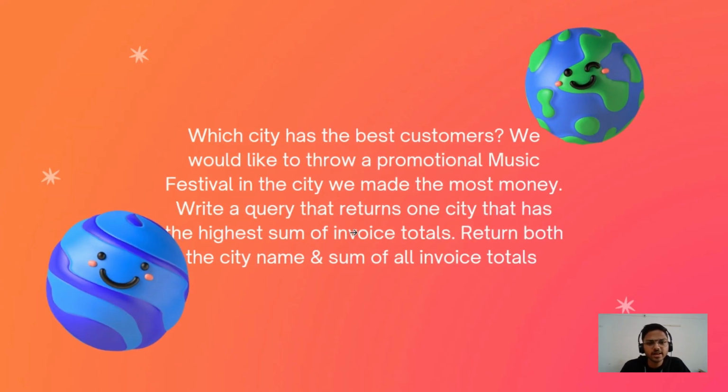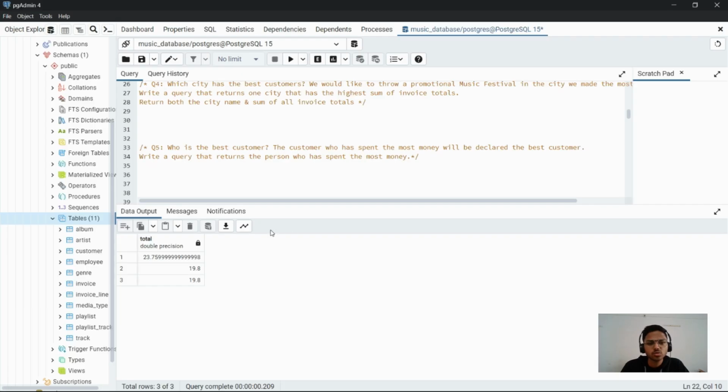Which country has the best customers? We would like to throw a promotional music festival in the city we made the most money. Write a query that returns one city that has the highest sum of invoice totals. Return both the city name and sum of all invoice totals. So we have the question that we have to return the city name and the sum of invoice totals, in which we made the most money. Okay, so it's talking about the highest sum of invoice totals. So we already have seen the invoice totals.